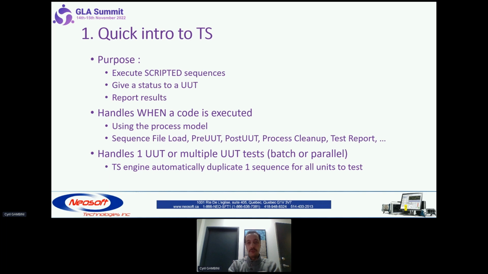So by default, you've got two process models to handle multiple UUTs at a time, batch model or parallel model. And according to the number of sockets you have, TestStand will actually duplicate in memory the sequences for each of the units to test. So this is a quick intro for TestStand.